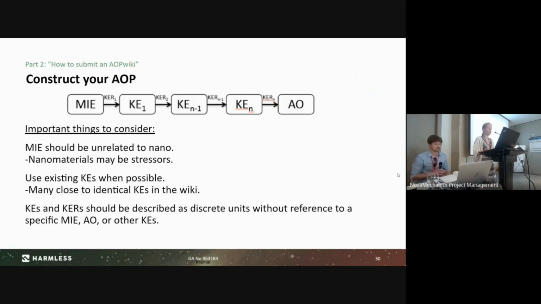You should also make key events and key event relationships described as discrete units, without reference to specific molecular initiating events, the AO, or other key events, which means that your key event has to be there, it has to be measurable and not be dependent. It can be dependent because it's in the AOP, but we cannot link two key events together. They have to be separate units.